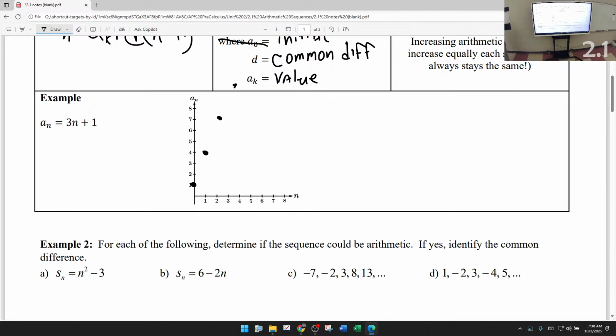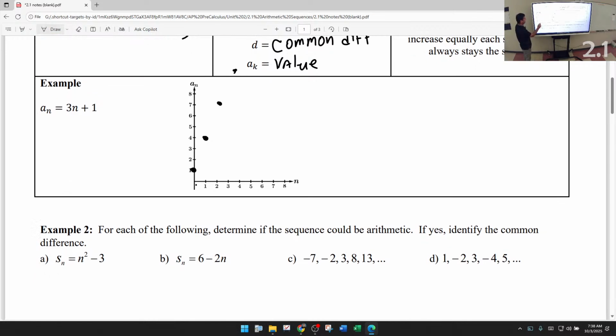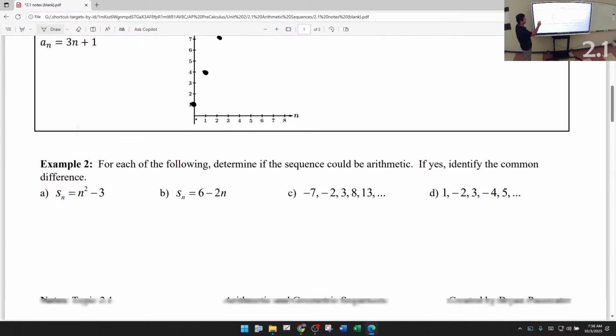Good enough? Y'all okay? The mistake that some students will make is they'll connect those points. Don't do it. Those are discrete values because we don't have a value of 0.5. We don't have a value of 1.5. There are no values in between because it can only input whole numbers. All right. Beautiful.